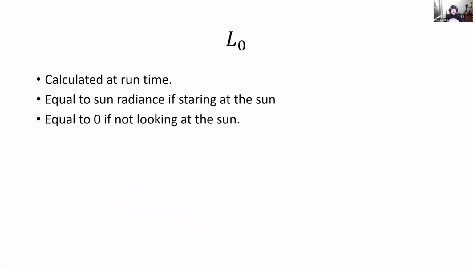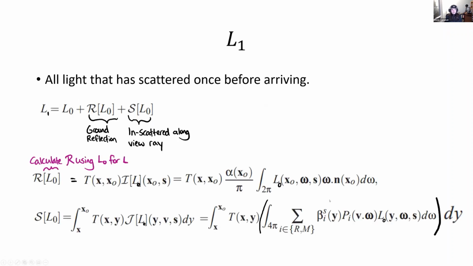So first, how do we get the first term of the light with no scattering at all? This is just a pretty standard graphics thing where it's super easy to calculate at runtime. It's really just, if you're looking at the sun, then it's equal to how much radiance is coming from the sun. If you're not looking at the sun, it's nothing, because if you're not looking at the sun, then it can't directly travel towards your view. So this is super easy to figure out on the fly. The next part is, how do you calculate the light that is scattered once before arriving?